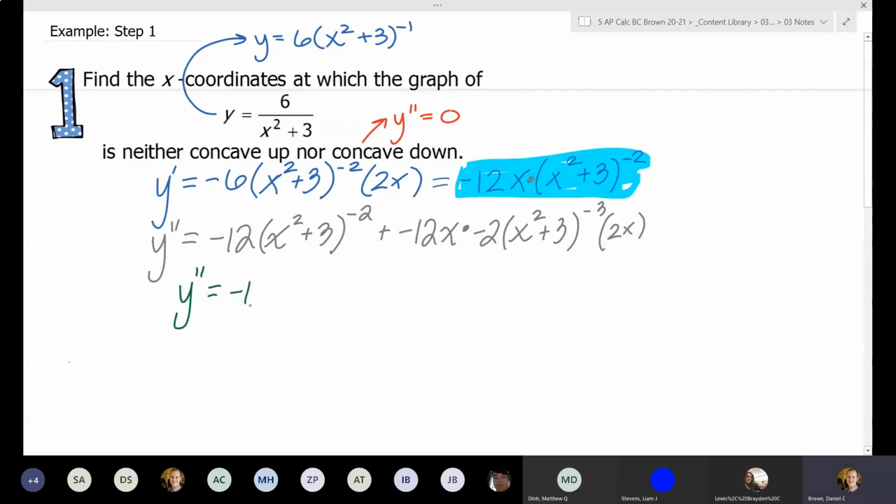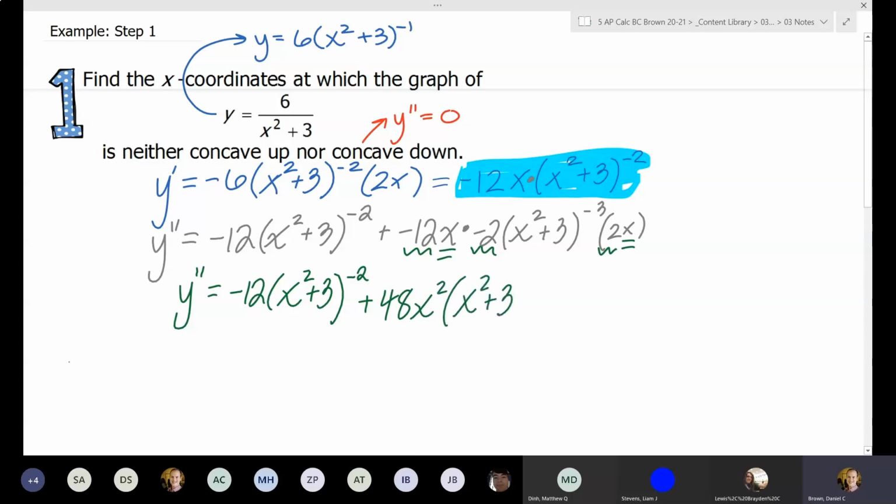So this first term is negative 12 times (x squared plus 3) to the negative 2. This second term, I have a negative 12, a negative 2, and a positive 2. So that becomes positive 48. X and x makes x squared. And then I have the (x squared plus 3) to the negative 3. Still not the nicest thing to solve. Again, we want to find when this second derivative is equal to 0.